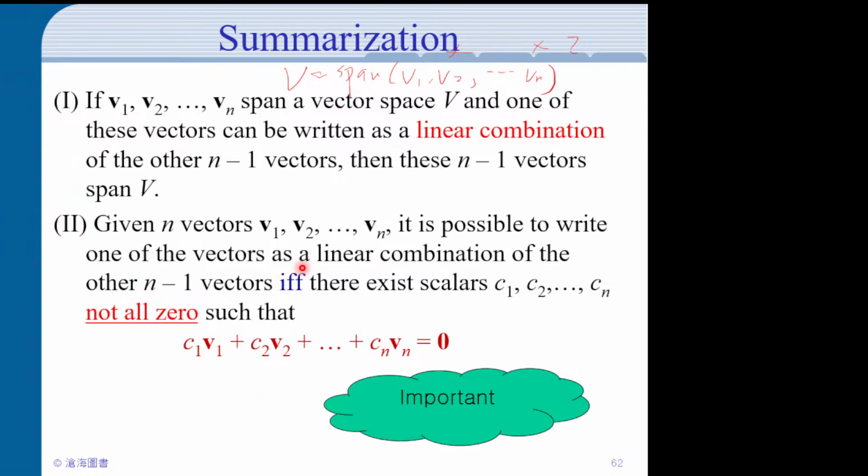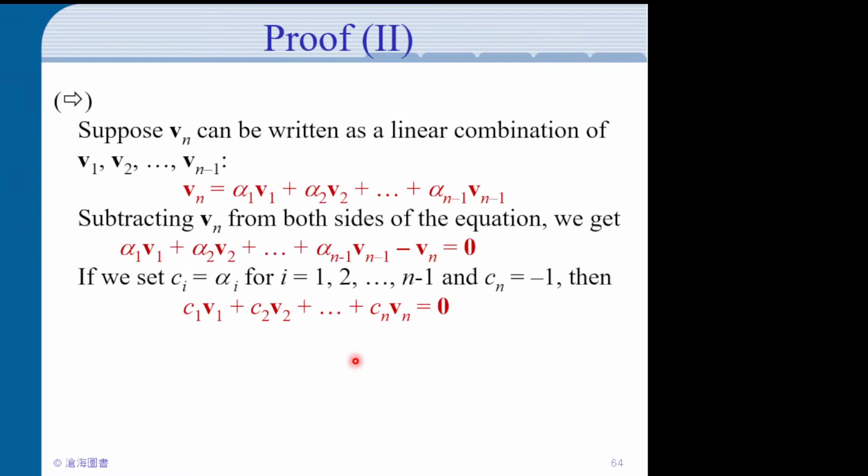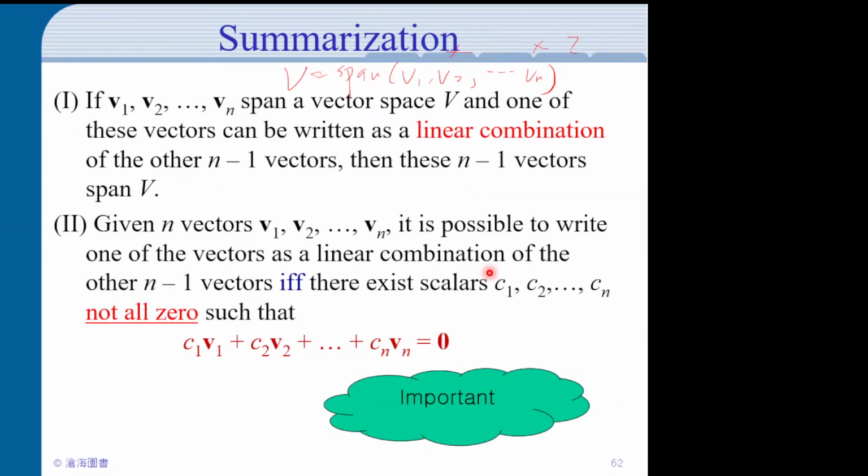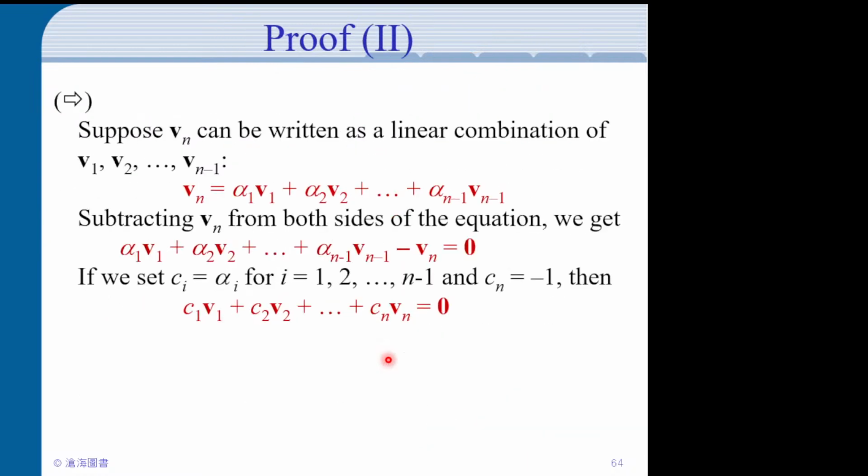And the second one is, well, we're getting closer to linear dependence and linear independence. It says that one of them is a linear combination of others if and only if, when you write down this equation, a linear combination of them equals 0, you have non-trivial c's. So we need to prove two directions. First we say, if there is some linear combination where one of them equals a linear combination of others, then you can write a non-trivial solution.